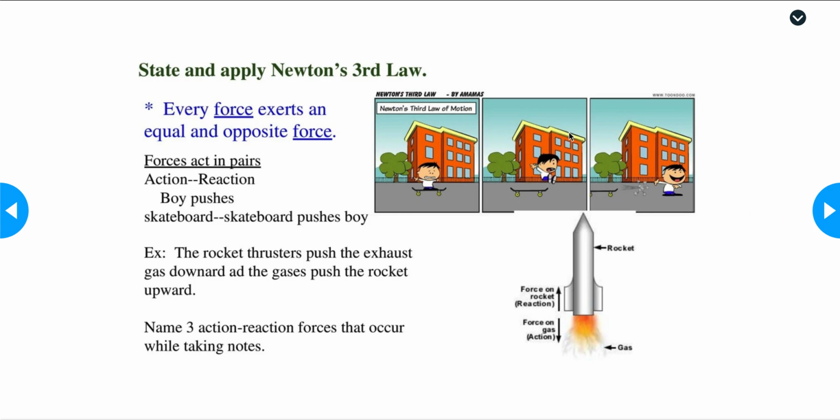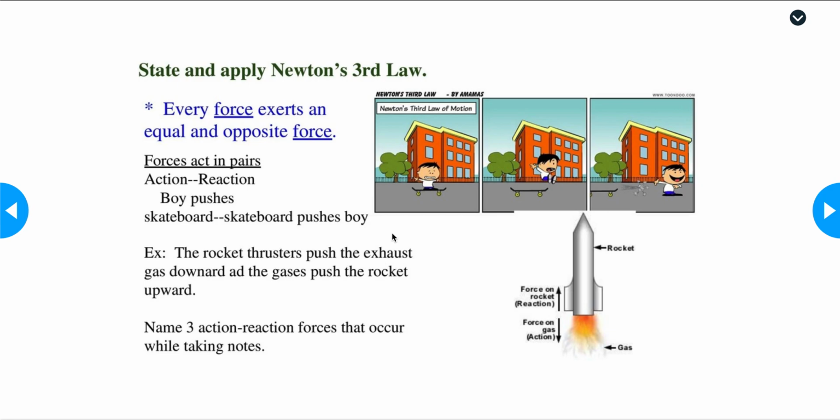So, let's look at this little cartoon here. You have a boy standing on a skateboard. So, when the boy jumps, he is pushing back on the skateboard. And as a result, the skateboard is pushing the boy. And so, when this boy jumps, he pushes the skateboard and the skateboard moves backwards and the boy moves forwards. And those are examples of action and reaction forces.